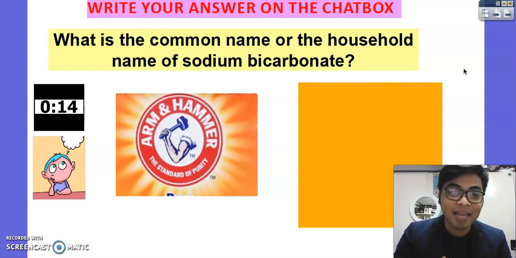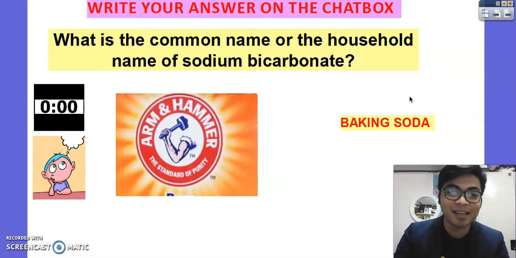And the chemical name is sodium bicarbonate. So what is the common name of sodium bicarbonate? The correct answer is baking soda.